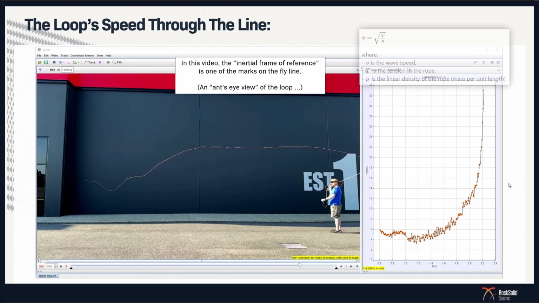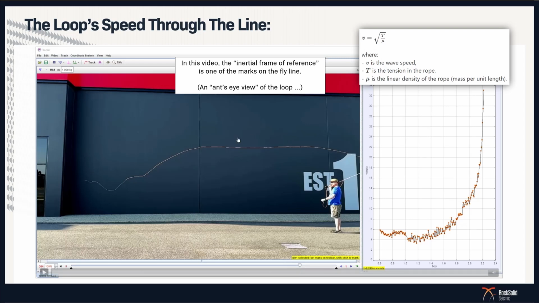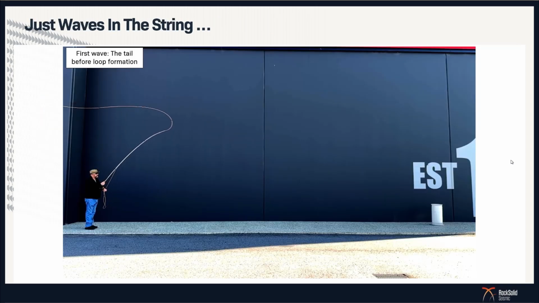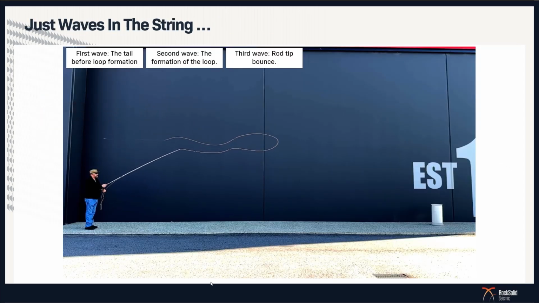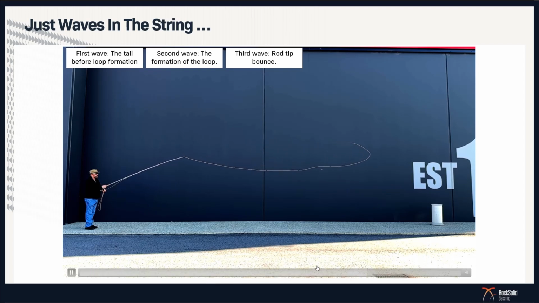So what we're seeing here is the velocity of the wave, which is the loop, is proportional to the tension and the density, divided by the linear density of the rope. Basically how heavy the line is. So these are all just waves in the string. Now I'm going to pause this one in a sec, so we bring it back here.